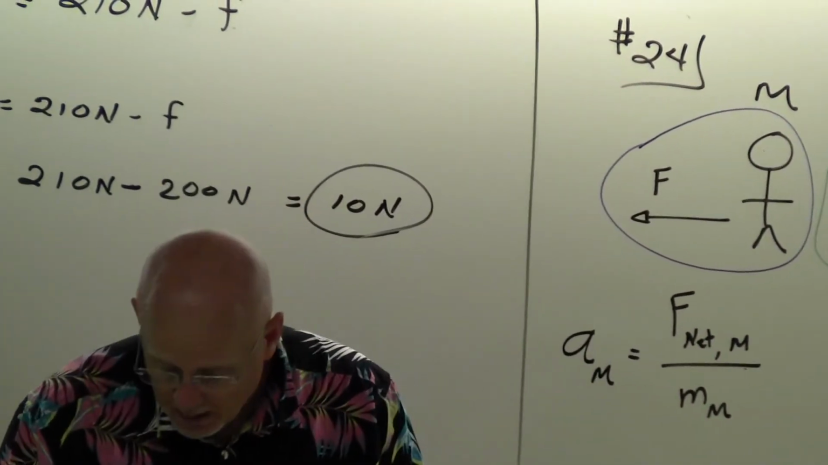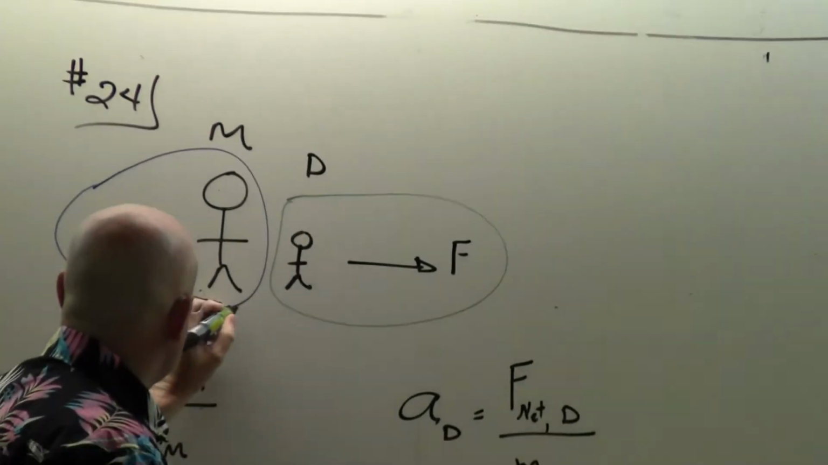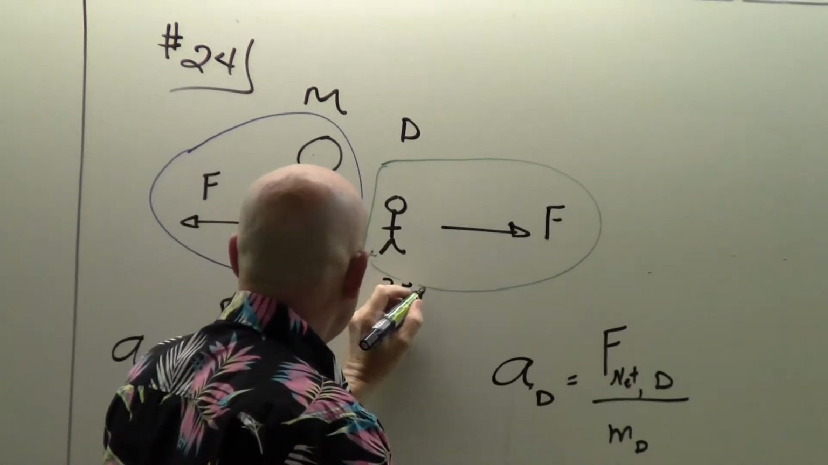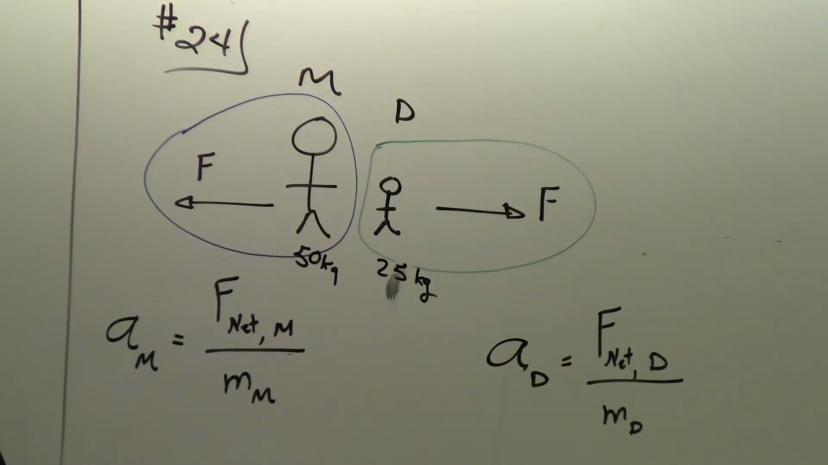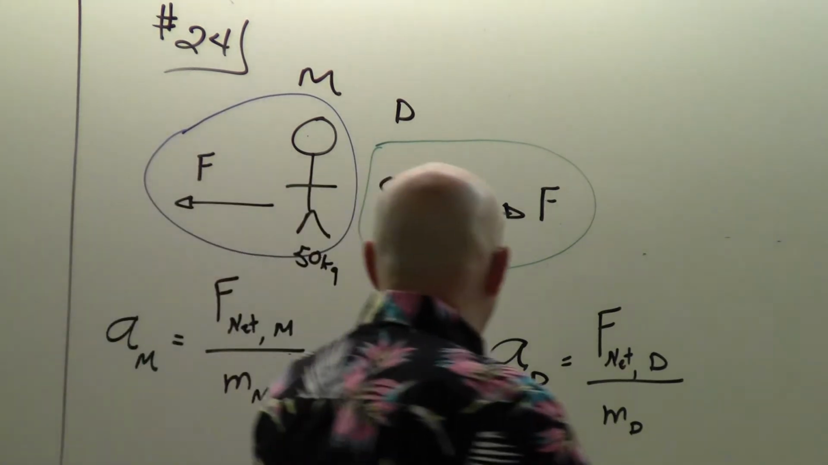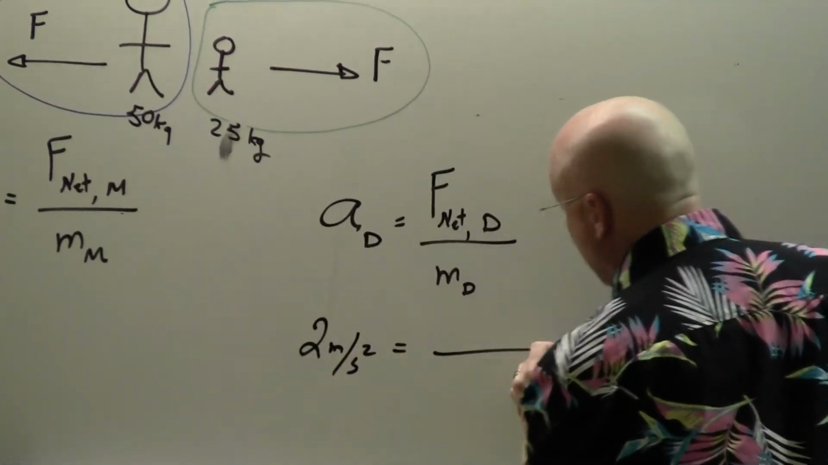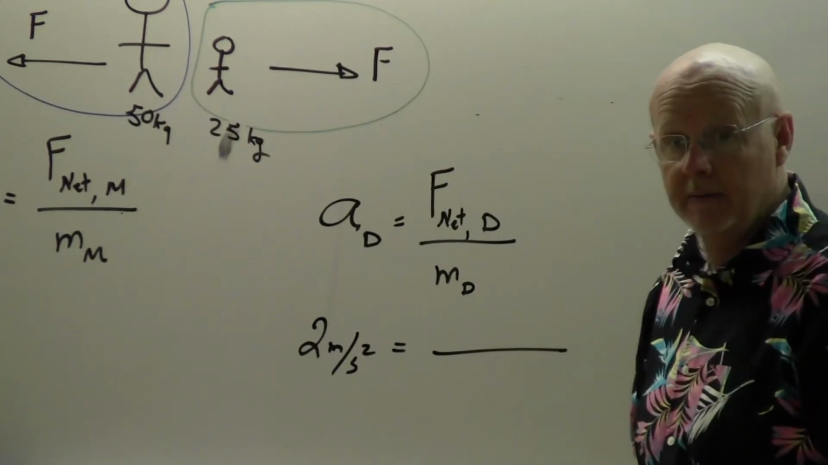And the reason that's important here, and let me put some more numbers up here, they say the mother has a mass of 50 kilograms, and the daughter has a mass of 25 kilograms. And here's the real key. It says they faced each other and the mother pushes on the daughter in such a way that the daughter accelerates at 2 meters per second squared. So I can put in 2 meters per second squared for the acceleration of the daughter. That is directly given.